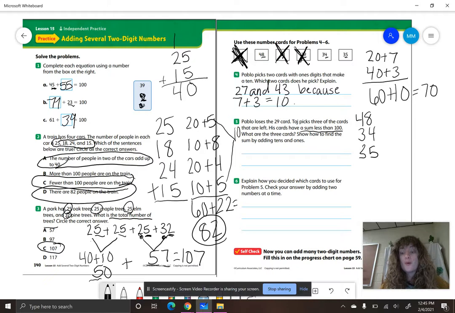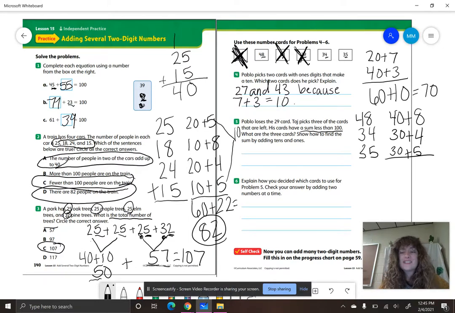So we are going to expand these numbers to the value of the digits. 48 would have a value of 40 plus 8. 34, what does 34 have a value of? 30 plus 4. And 35, what does 35 have a value of? 30 plus 5. All right. So let's add it all together.